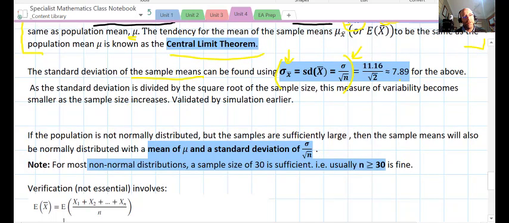As the standard deviation is divided by the square root of the sample size, the measure of variability becomes smaller as the sample size increases. That's validated by that simulation earlier, because as the sample size increases, did you notice the difference between n equals 5 and n equals 25? That one had less variability. You saw the sample standard deviation get smaller and smaller. Remember, it was approaching 1, and this one was approaching something quite a bit larger than that.